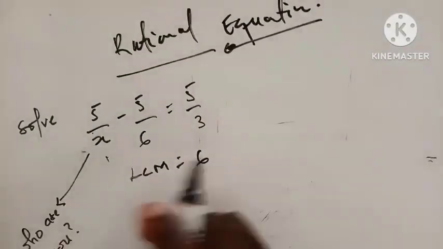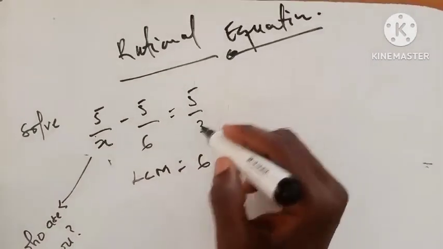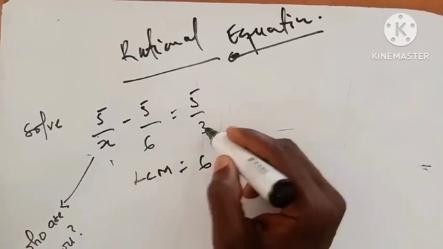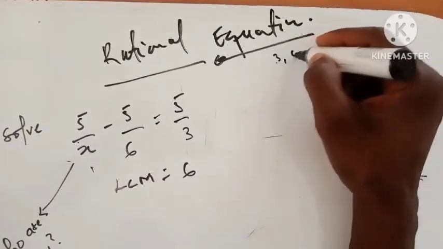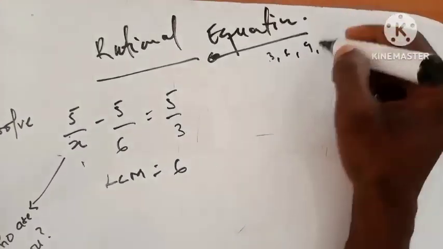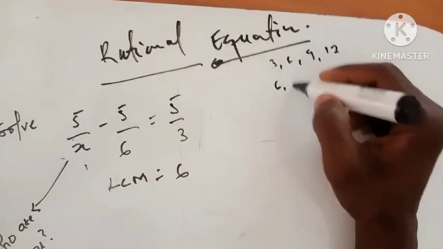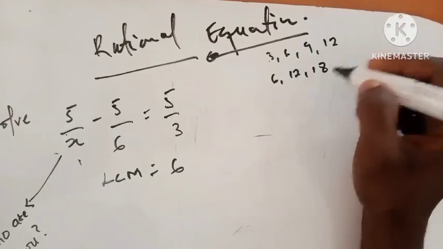If you don't know how to find the least common multiple, make sure that you once again comment in the comment section. But the whole idea here is to find the multiples of this number here, which is going to be 3, 6, 9, 12, and so on and so forth. What about this one? Beginning with 6, we have 12, 18. These are the multiples.